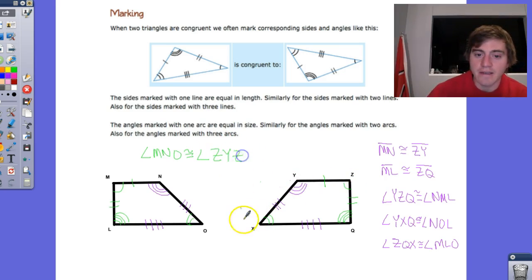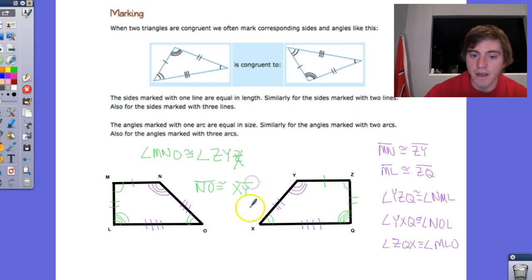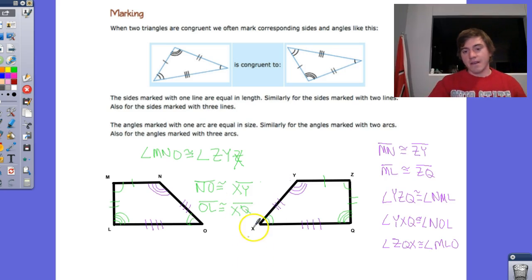What about sides? This is side NQ or NO, and that matches up. It's got 3 with YX. So side NO is congruent to side XY or YX. One more side. This one has 4, this one has 4, so I can say side OL is congruent to side XQ. Easy as that. You're matching them up, you're giving them the same amount of things. That lets you know which ones are congruent and which ones are not.